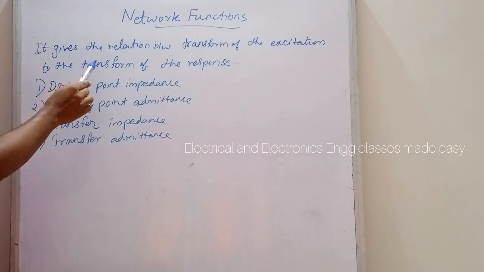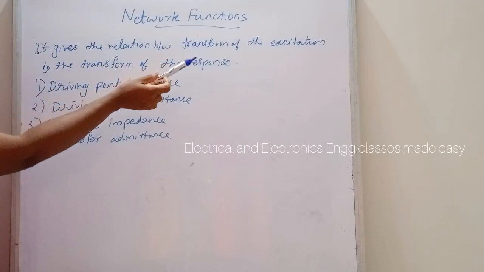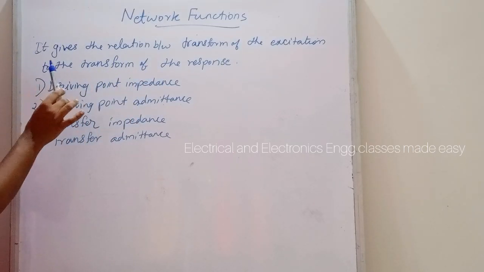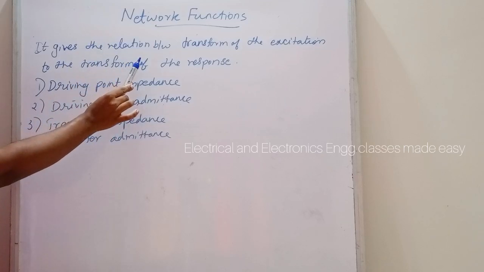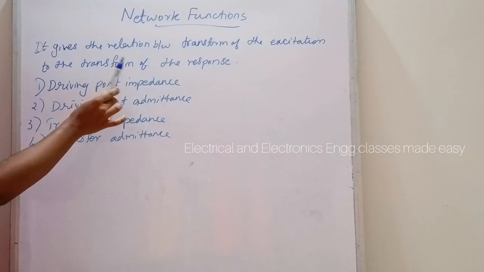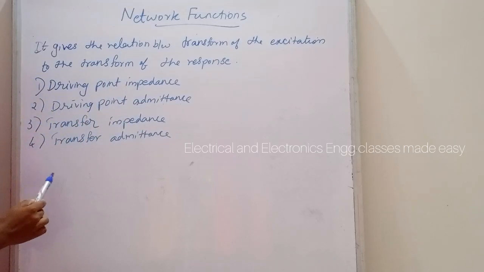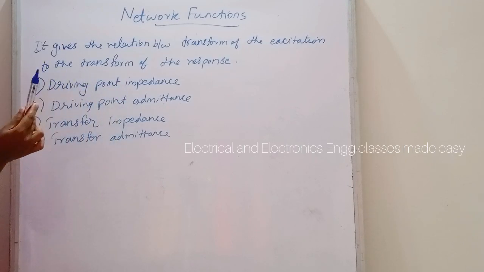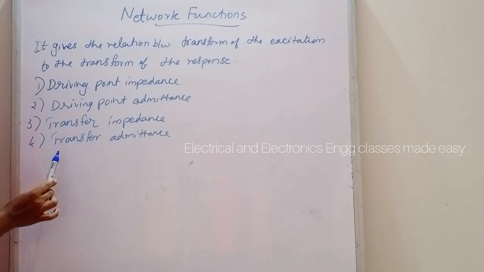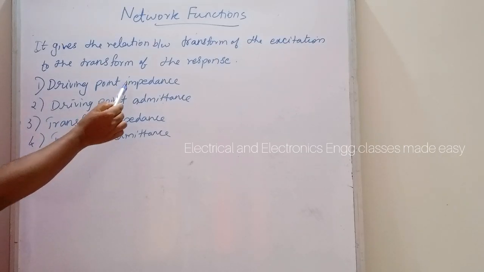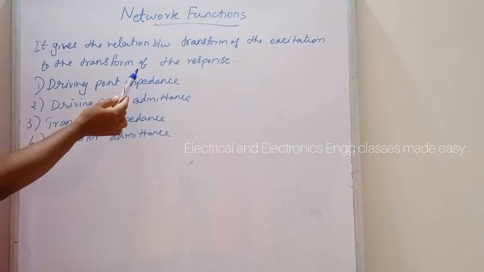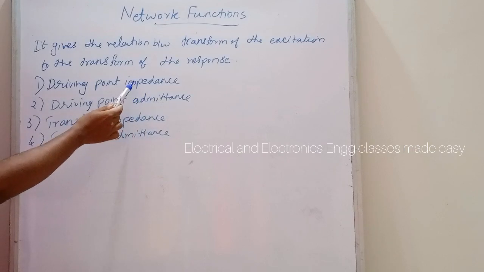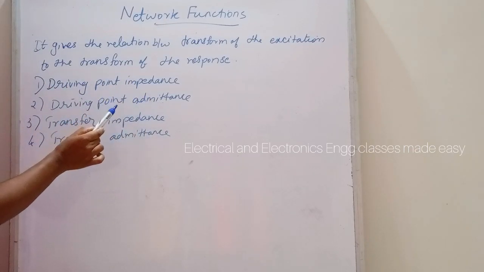Network function gives the relation between the transform of the excitation and the transform of the response. These are the network functions: driving point impedance, driving point admittance, transfer impedance, transfer admittance. Impedance, we know, is the ratio between voltage and current, that is V divided by I, and admittance is the reciprocal of impedance, that is I divided by V.